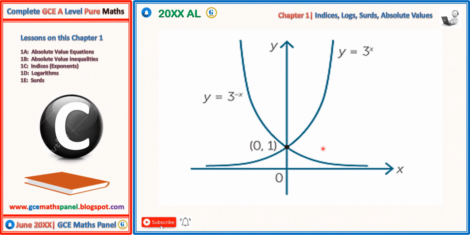So this gives us the answer of the last question, how to obtain the curve of y equals 3 to the power minus x from y equals 3 to the power plus x. So how do we do this? We just reflect this on the y-axis, or the line x equals 0. So this is what happens. This is how we obtain the curve.